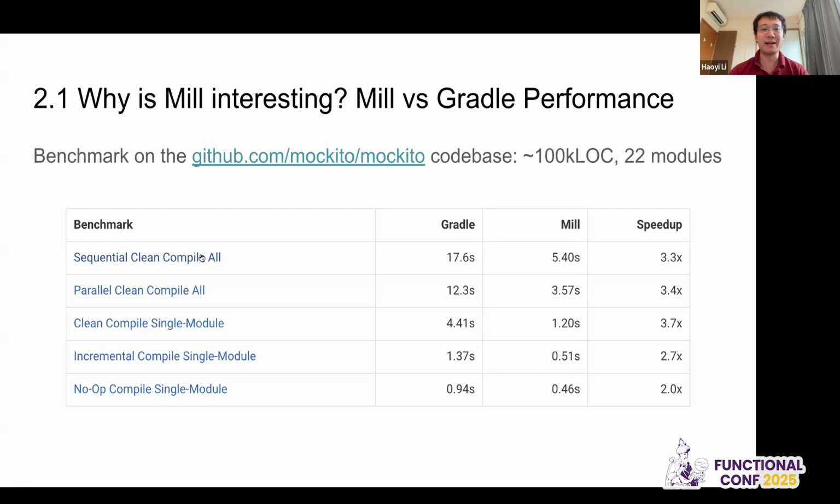We ran a bunch of benchmarks against both Gradle and Mill, compiling the same lines of code in the same source files, in the same module structure, in fact, using the same Java compiler. And we find that compared to Gradle, which is the prior build tool, Mill can compile the same code using the same compiler anywhere from 2 to 4x faster than Gradle can. So that's interesting, right? Let's look at another case.